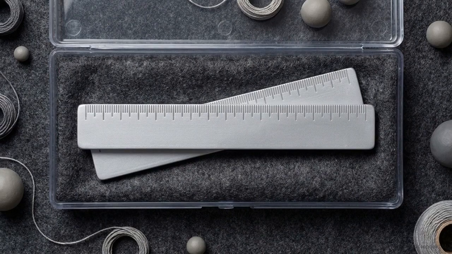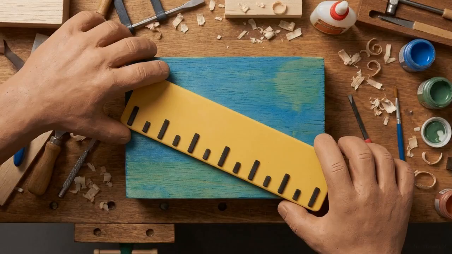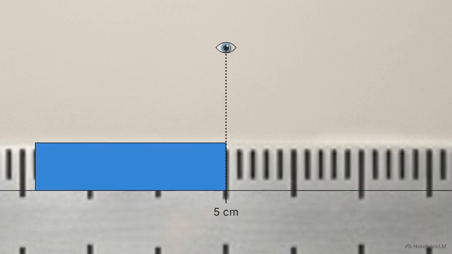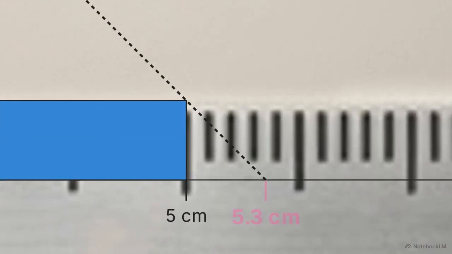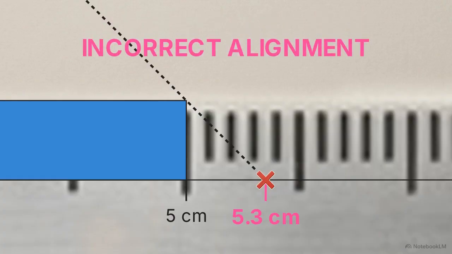Having a perfectly defined meter is useless if you measure it incorrectly. The tools we use every day, like a common ruler, require specific physical technique to yield true results. This diagram illustrates what scientists call parallax error. This is the apparent shift in an object's position when you view it from an angle. If your eye isn't directly above the measurement mark, the alignment distorts and you will record the wrong number.